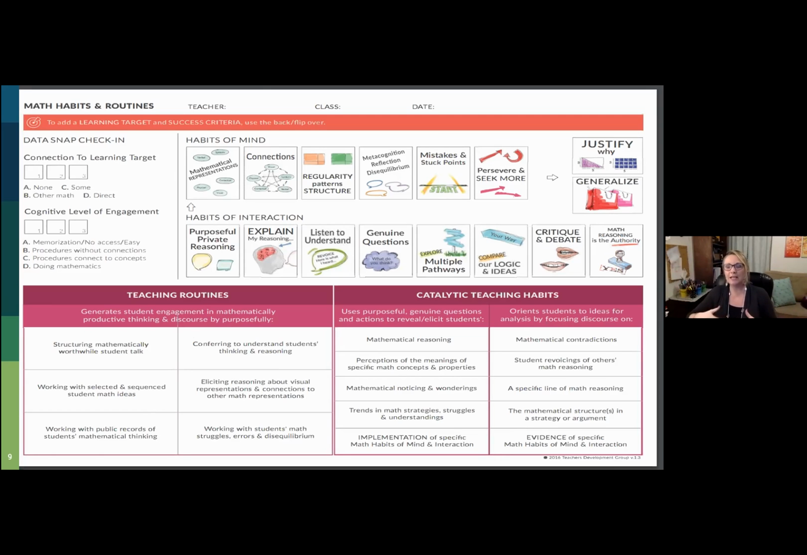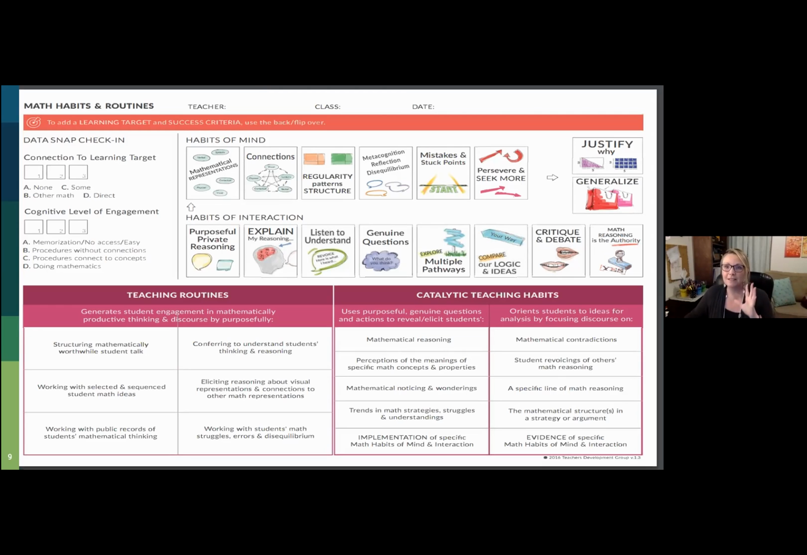And we are learning how to create teaching habits and routines that then lead to these students' actions, their habits of mind, their habits of interaction, because the research shows that this is how we get kids engaged, thinking and learning and becoming really proficient. And of course, as you follow the arrows, you can see that this all leads to our students justifying their answers, being able to explain why and not just have a right or wrong answer. This gives a lot of power to kids. And then we want them to generalize. We want them to be able to apply that information to different settings.